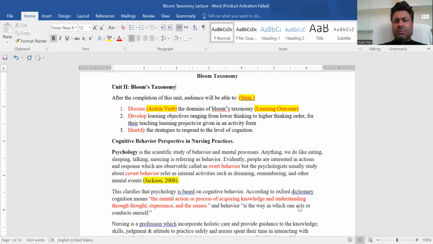Psychology is basically the science of study. The science, psychology is basically the scientific study of behavior and mental processes.